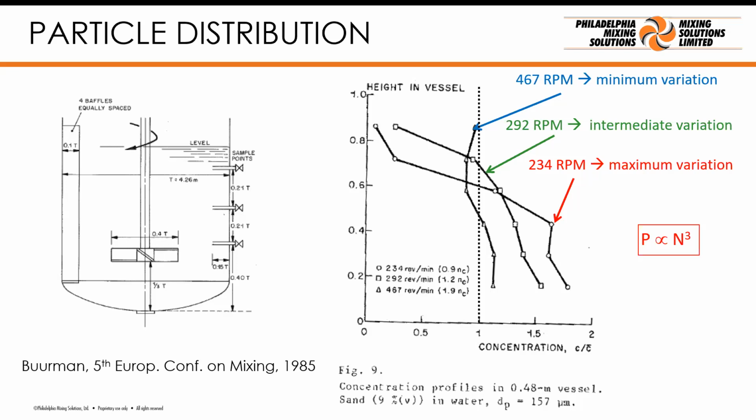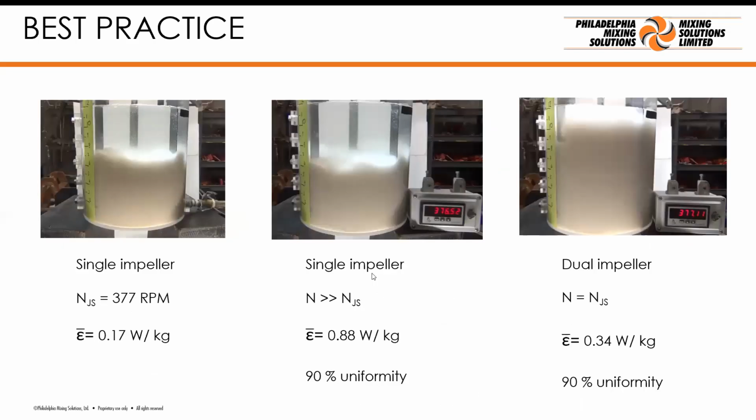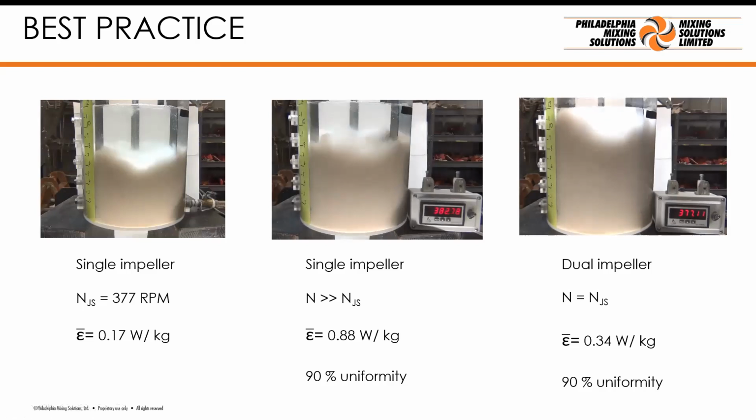So this is a result for a single impeller. What do we do in practice? So this is the single impeller operating at the just suspended speed. It's a wide blade hydrofoil operating at 377 RPM. So I'm going to stop this, I'm going to start this one. So look at the speed. This is the same single impeller, and we're going to increase the speed. The cloud height goes up, and we get to 90% uniformity at about 610 RPM. So we can do this if we need to with a single impeller.